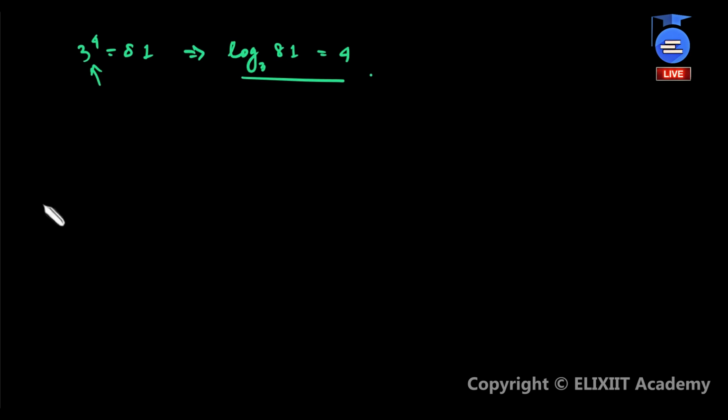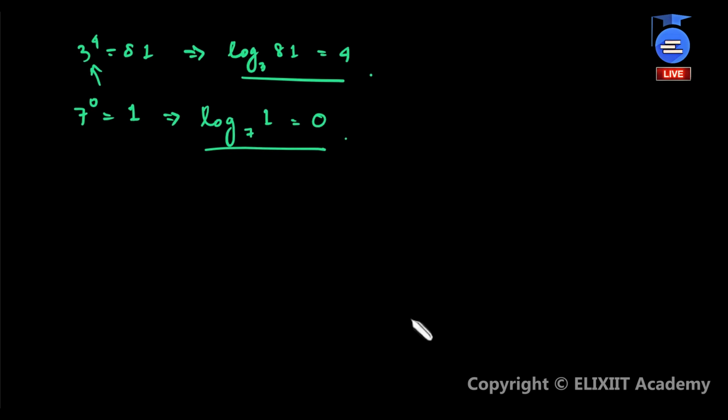Suppose you have 7 to the power 0 is equal to 1. This means log 1 base 7 is equal to 0. Log 1 base 7 is equal to 0.